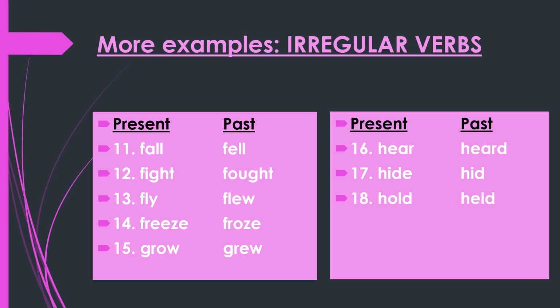Number 18 is hold. That is H-O-L-D hold. It becomes held. That is H-E-L-D held. Number 19 is know. That is K-N-O-W. It becomes new. That is K-N-E-W. Remember, in both know and new, K is silent. Number 20 is lay. That is L-A-Y lay. It becomes laid. L-A-I-D in the simple past tense form.